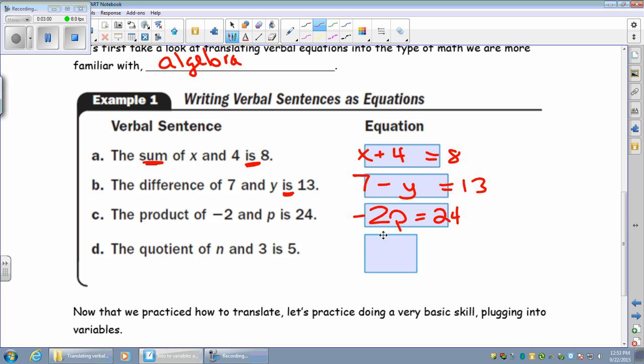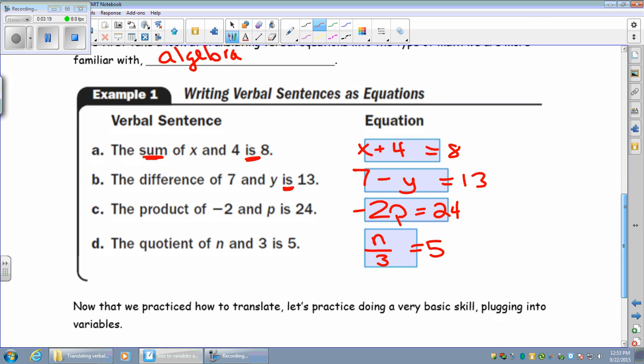And the same sort of thing with d. I want you to write it a certain way. Obviously it equals 5. But whenever we say quotient, that means dividing. Instead of writing that goofy little division symbol, we're going to write it as a fraction. So n divided by 3 is 5. Alright, so hopefully that was some good practice with those.